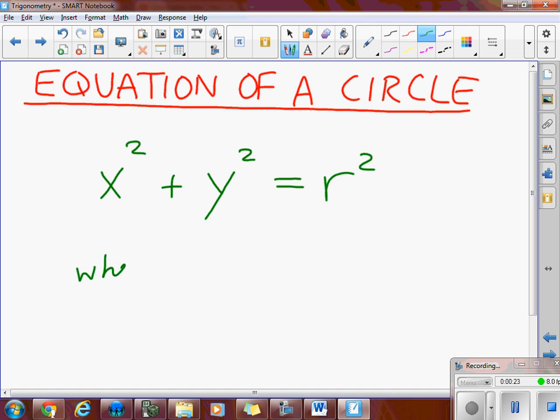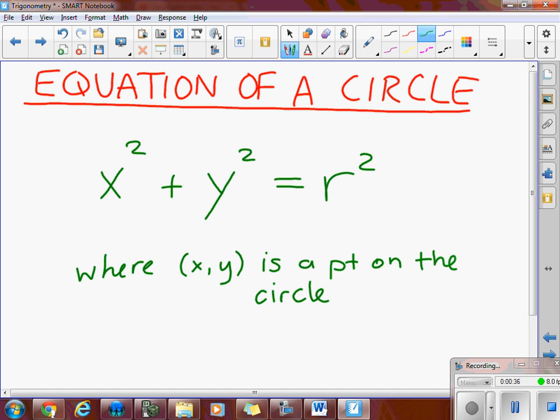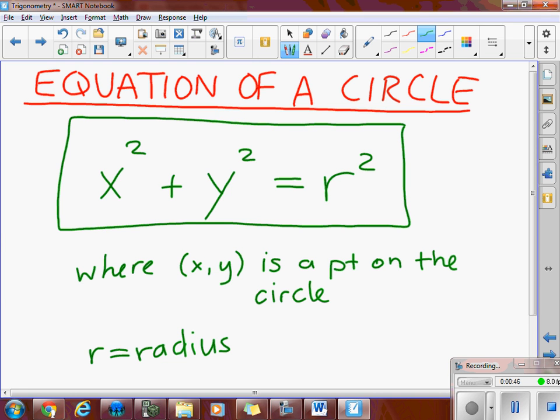where x, y is a point on the circle and r is the radius of the circle. So this right here tells us the equation to any circle. As long as we have a point x, y, and a radius, we can do the equation to any circle.